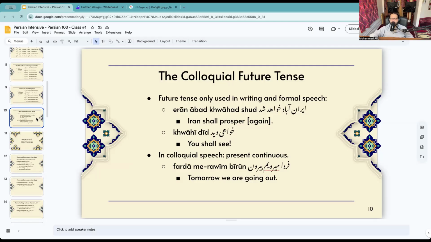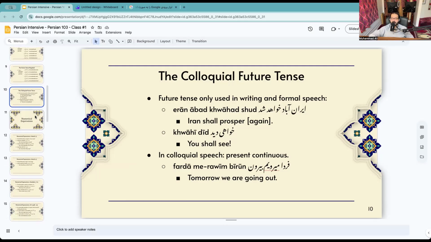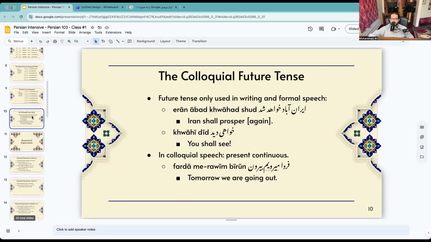Tomorrow I'm eating pizza. Farda pizza michoram. It's the same thing as in Persian. So it's the same in English and Persian. They're really similar in this instance. Like if you give a speech in English, like at a diaspora rally, you would never say Iran will be prospering again or Iran's gonna prosper. You'd say Iran shall prosper. And if you're arguing with a child or teenager, you shall see, you know. Whereas in colloquial speech, you say, oh yeah, we're gonna go, or we're getting this tomorrow. You wouldn't say shall. So that's basically the future tense.